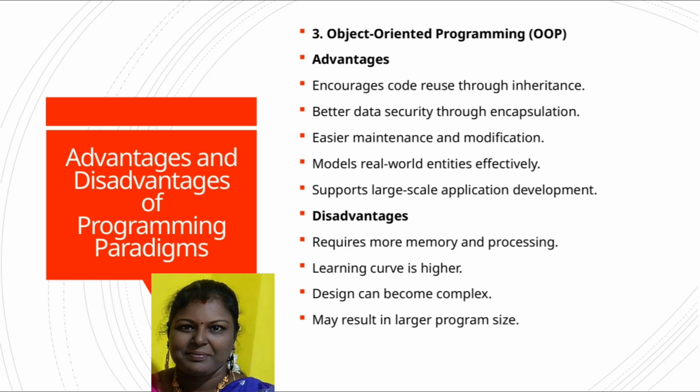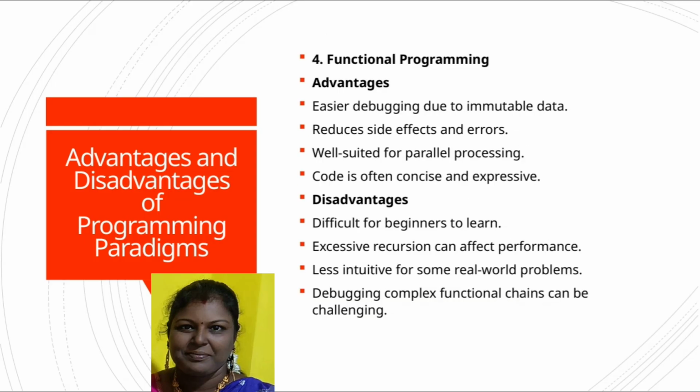Let's talk about functional programming, a style that brings some clear advantages. Because data is immutable, debugging becomes easier, and side effects are kept to a minimum, which means fewer errors. It's also great for parallel processing, making code concise and expressive. But it's not all smooth sailing. Functional programming can be tough for beginners to grasp. Excessive recursion might slow things down, and some real-world problems don't fit neatly into this style. Plus, debugging complex functional chains can get tricky. It's a trade-off worth knowing.